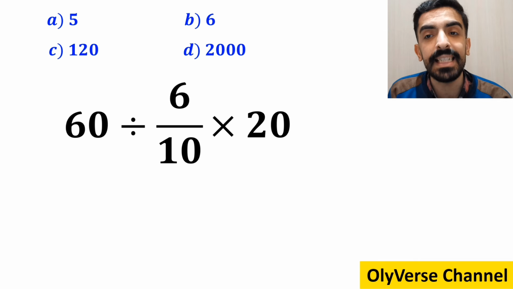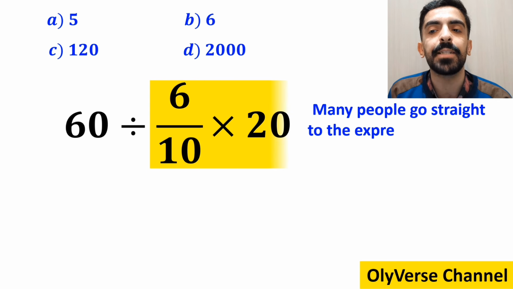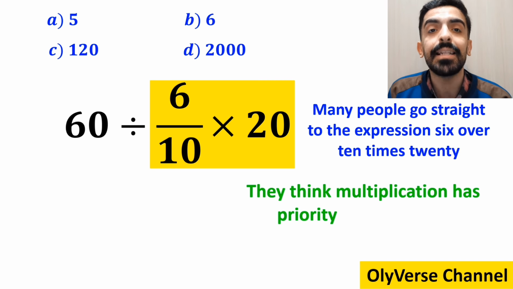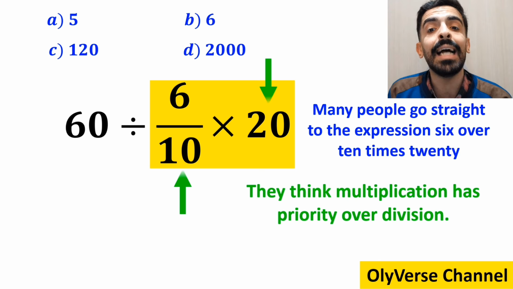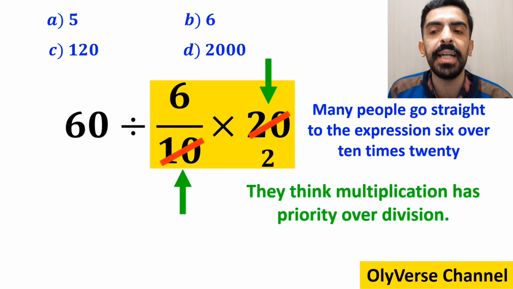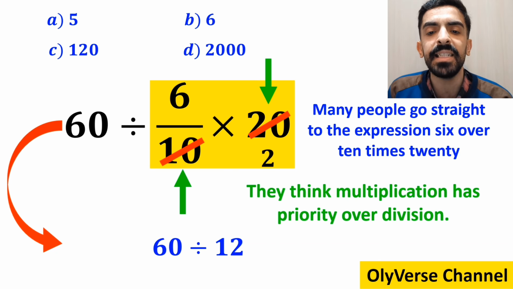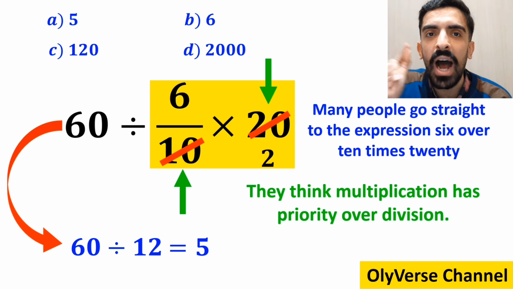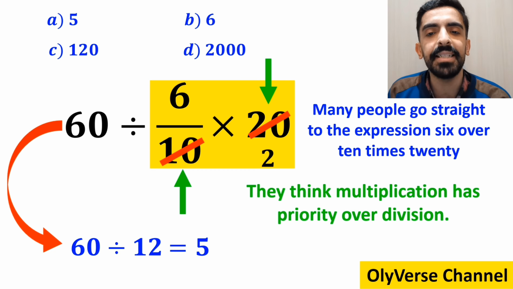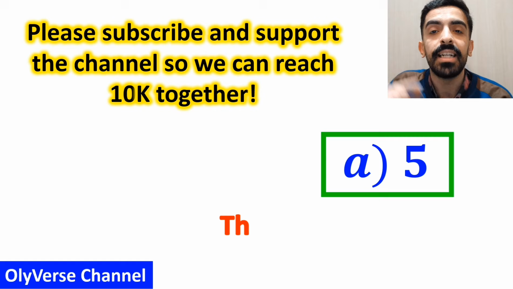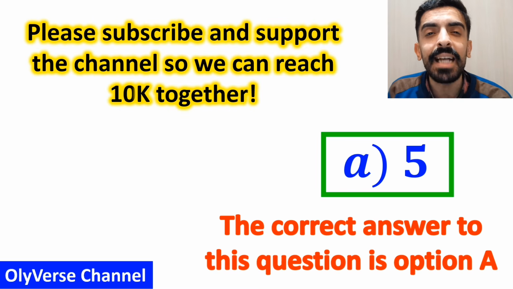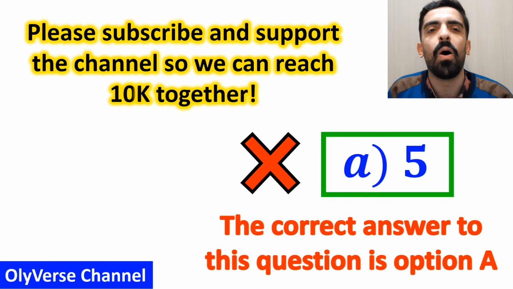At the beginning of solving this question, many people go straight to the expression 6 over 10 multiplied by 20, which I've highlighted in yellow, because they think multiplication has priority over division. And they say it's easy to simplify 20 with the 10 in the denominator and write this expression as 60 divided by 12, which finally gives them the answer 5. Then, without any hesitation, they immediately say that the correct answer to this question is option A. However, this answer is absolutely wrong.